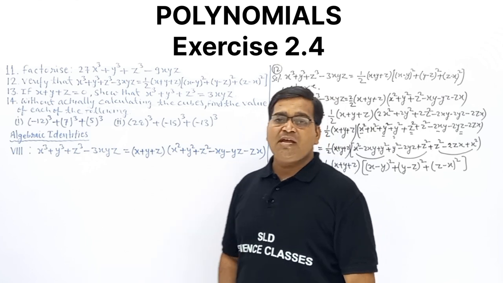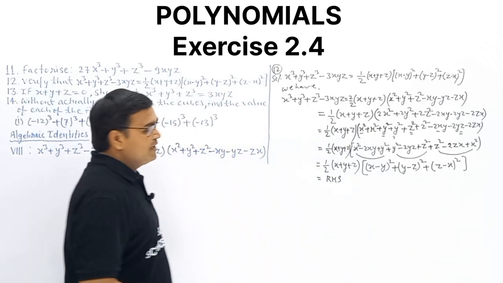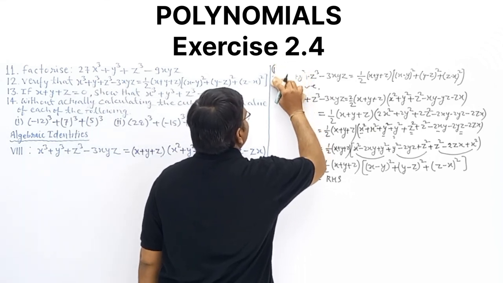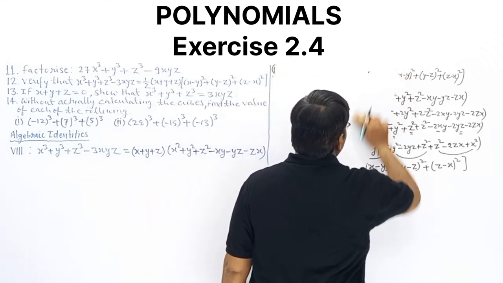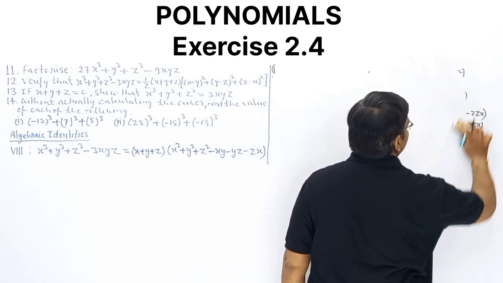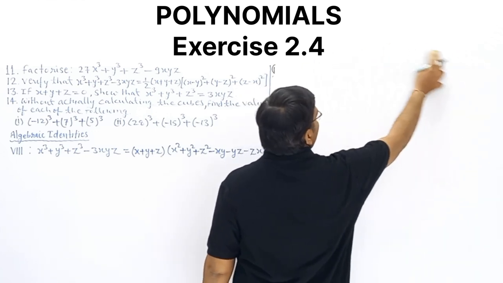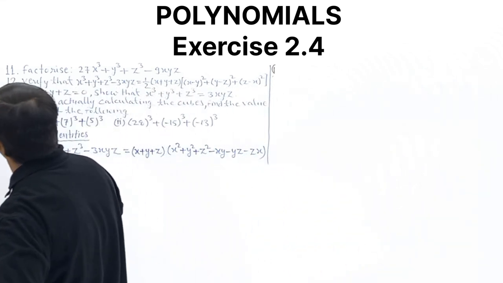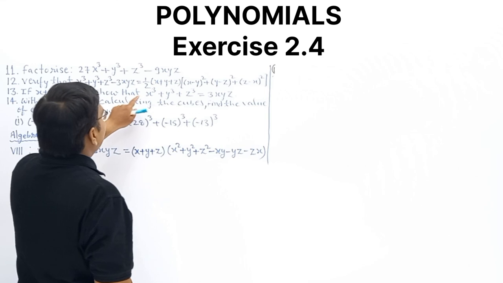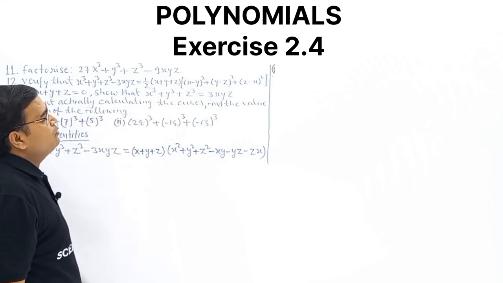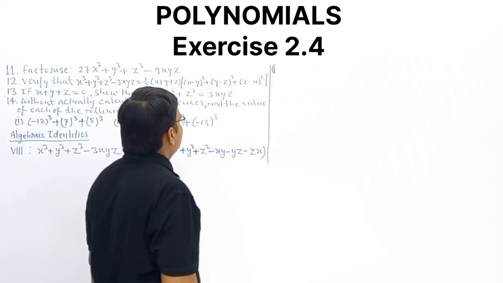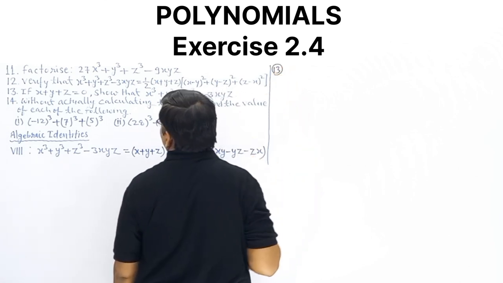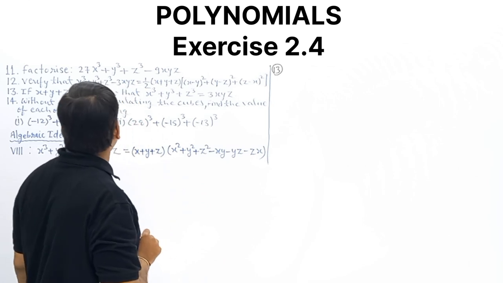Now the next question I am taking, question number 13. Observe carefully. If x plus y plus z equals 0, then x cube plus y cube plus z cube equals 3xyz. We want to prove this. Question number 13 of exercise 2.4 polynomials.